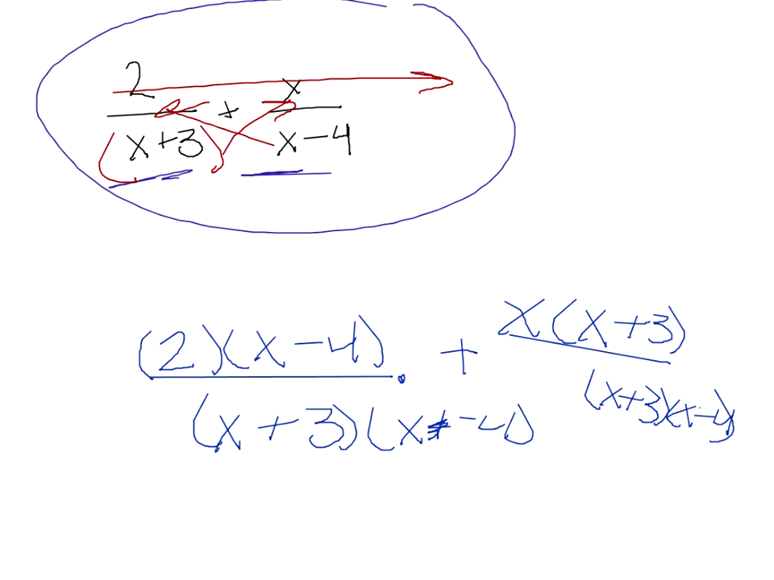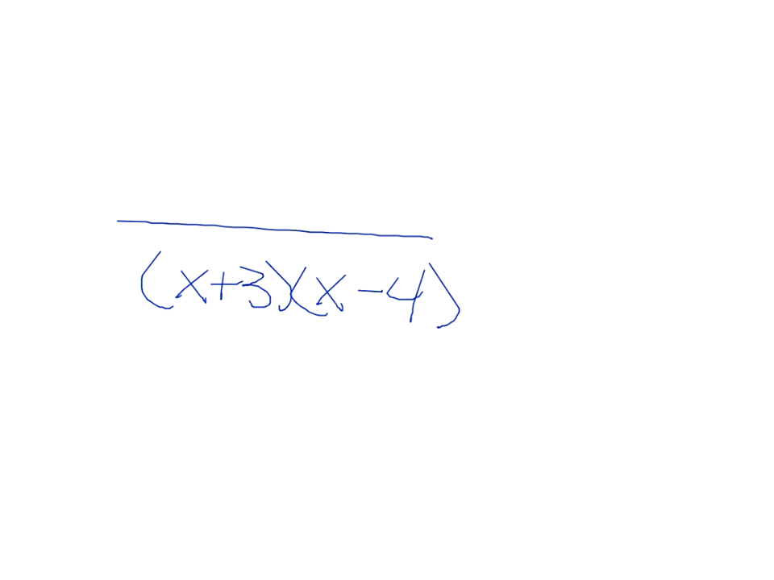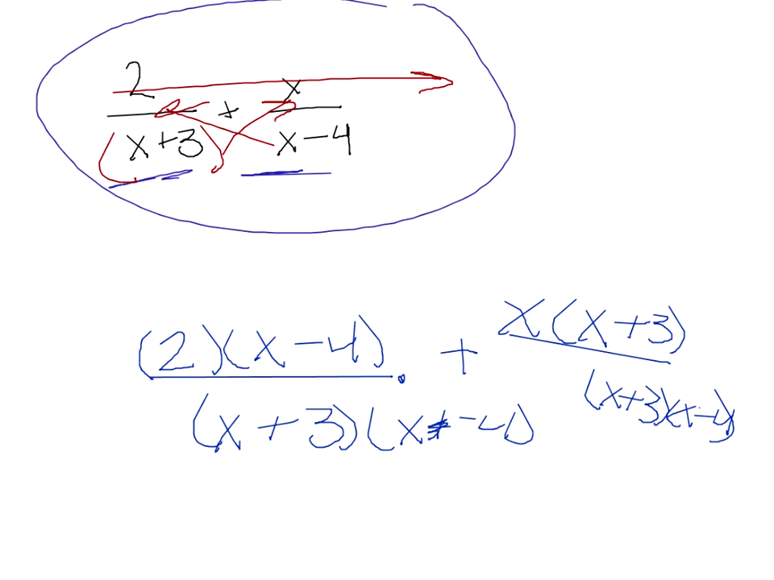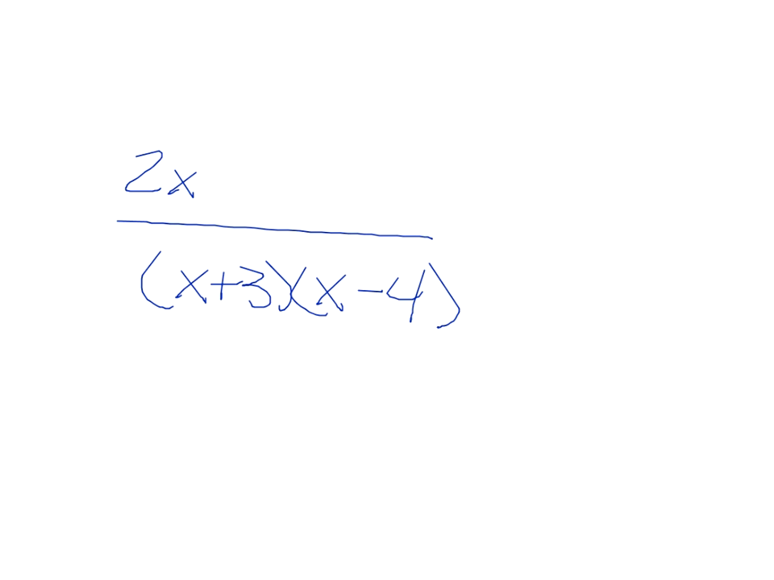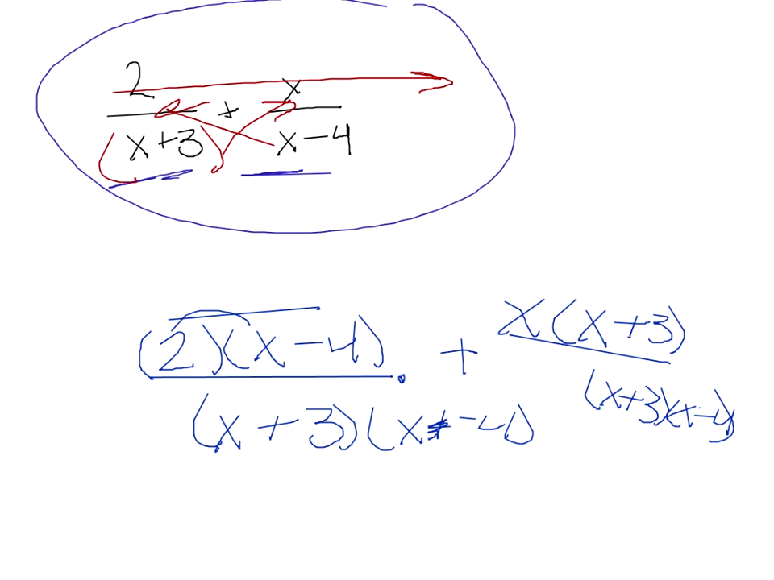Okay, I have a common denominator, which is x plus 3 times x minus 4. Now I'm going to distribute here, so I get 2x minus 8. And now that we have a common denominator, we just add across the top.